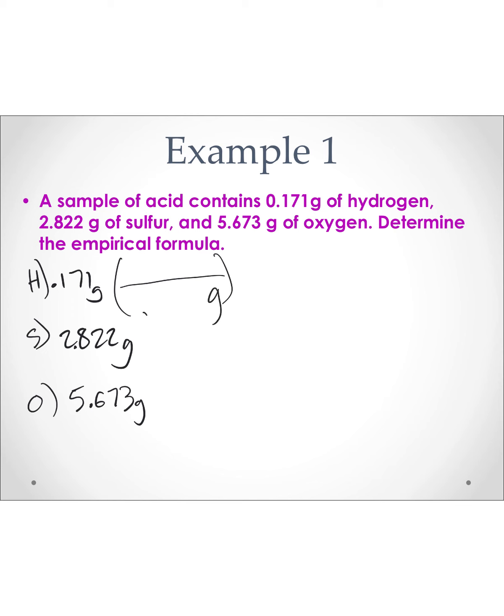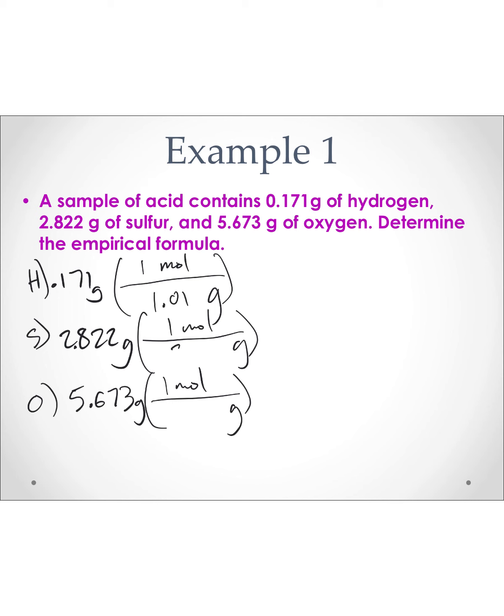So gram goes in the bottom on each one of these, because we started out with gram. Every bracket needs mole one time, and the number in front of mole will be 1. And now we just have to find the molar mass of each one of these substances. So I go to my periodic table, and I get H to be roughly 1.01 gram. Sulfur is around 32.065. And oxygen is roughly about 16 gram.